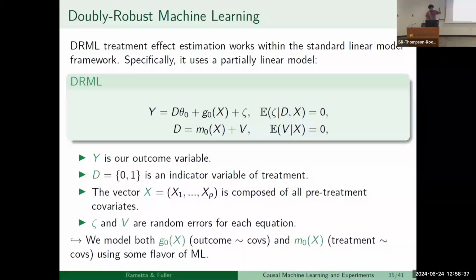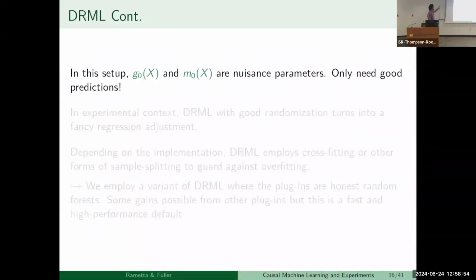So g₀(X) is the relationship of all of our pretreatment covariates with our outcome of interest, right? And then m₀(X) is our relationship of all of our pretreatment covariates with treatment assignment. So if there's any imbalance or any systematic assignment, right, that will pick it up. And broadly speaking, in this setup, g₀(X) and m₀(X) are what we would call nuisance parameters.